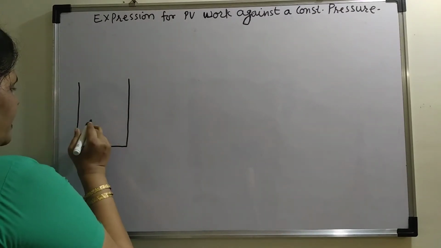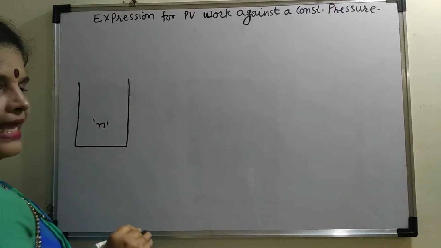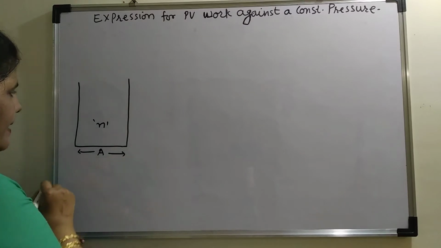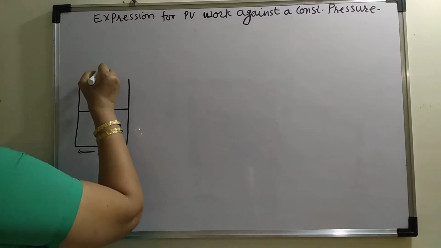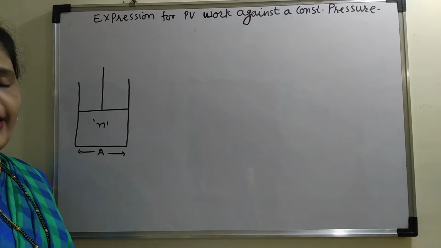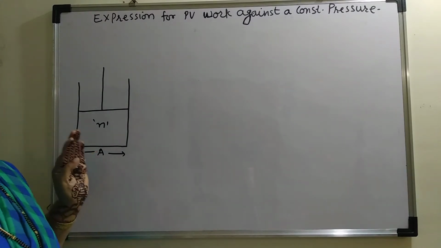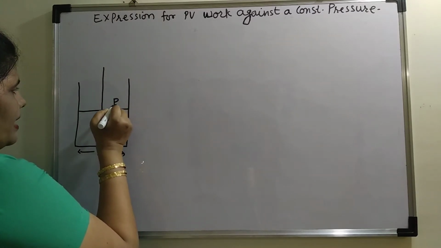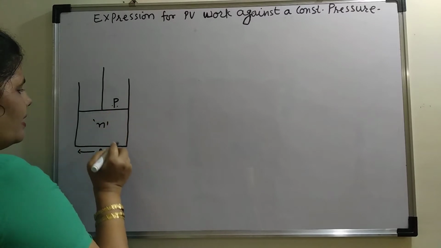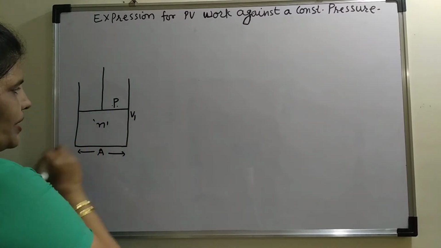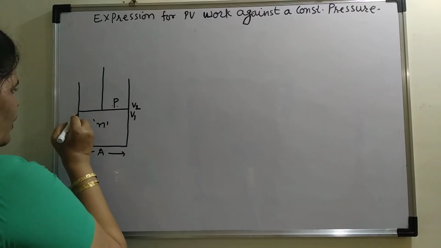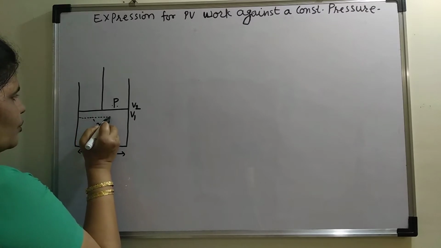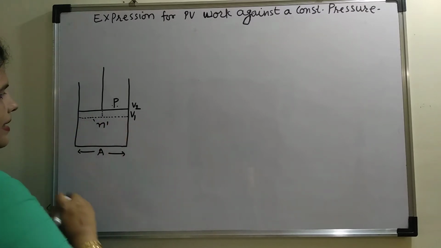So here, I have taken a certain mole, say n, of the gas which is enclosed in the cylinder. The cylinder has a cross-sectional area A and it is attached to a piston which is tight, rigid, weightless, and frictionless. Now, the pressure acting onto the gas is P external. V1 is the initial volume, V2 is the final volume, and if the gas is getting expanded, I will show this as the initial position of the piston.